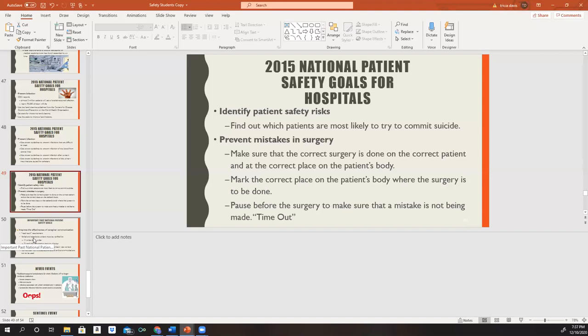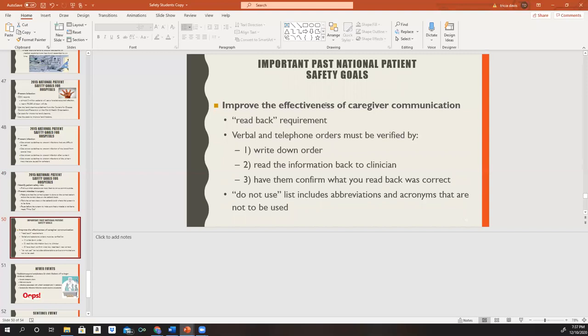So improve the effectiveness of caregiver communication. You want to do that read back requirement when you are talking and telling Mrs. Jones's husband what to expect when your wife comes home tomorrow. This is even more important now during COVID because those loved ones are not sitting there at the bedside going over discharge instructions with their family members. The doctors don't usually go over it on the phone with them. And if they do, it's a very abbreviated version because they're so busy.